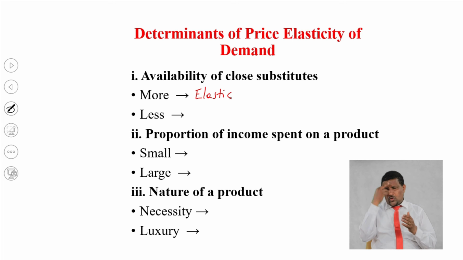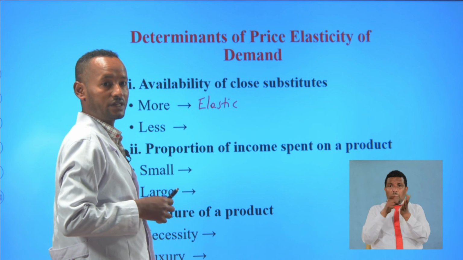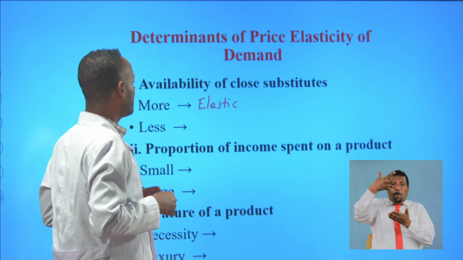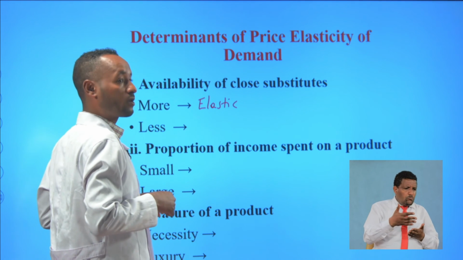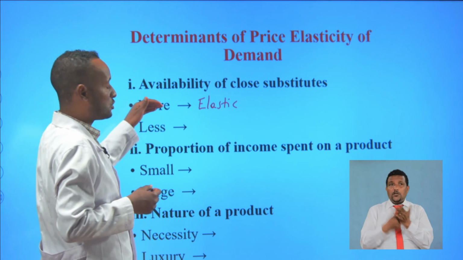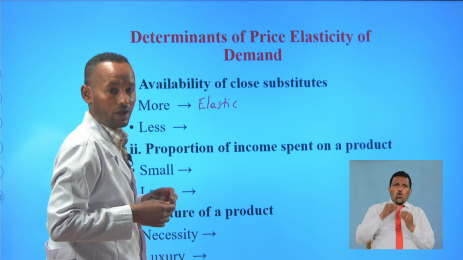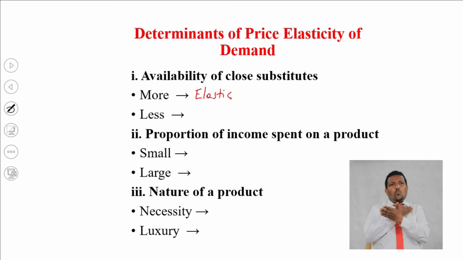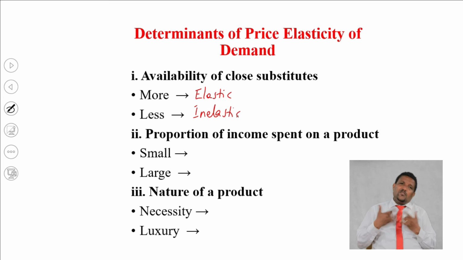because with a little change in the price of a commodity, the buyer will shift his consumption to other commodities that can substitute a product. So the more close substitutes available for a product, the more elastic the demand for that product. The fewer close substitutes available for a product, the more inelastic. If we don't have any choice to substitute a commodity, then we will be less sensitive, or inelastic, to changes in the price of that commodity.